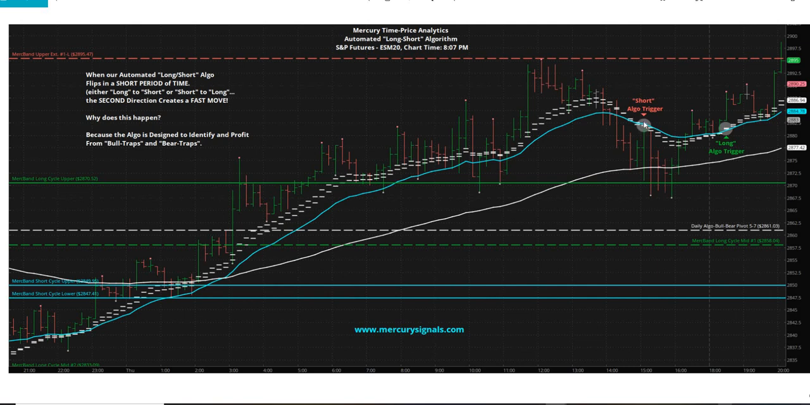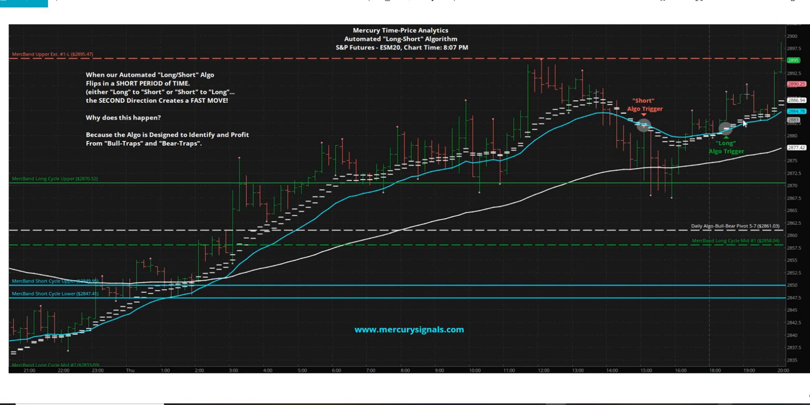Anytime our automated algorithm quickly flips either from long to short or short to long, that second direction, you're going to get a fast move. Now, in terms of time, the algo triggered short, call it around 3:10, I suppose, close enough. And then you had the flip back long very early in Globex, so you've got that hour stoppage between 5 and 6. So in terms of trading time, anything under 2 hours, 2.5 hours in trading time, when the algo flips from either long to short or short to long, that second direction is going to run.